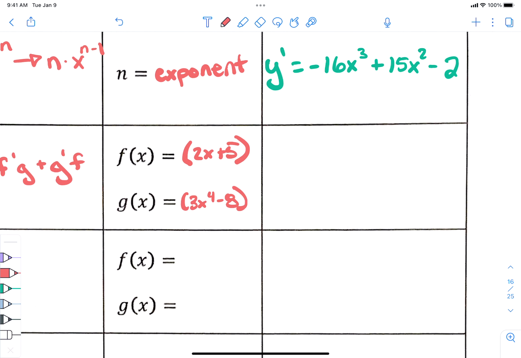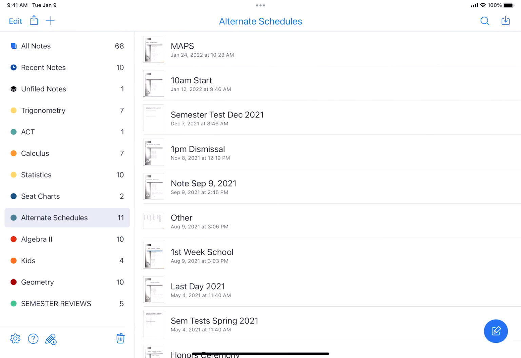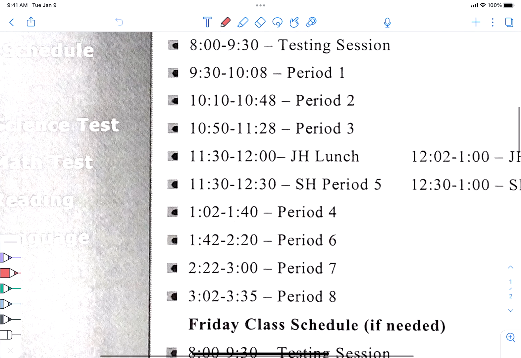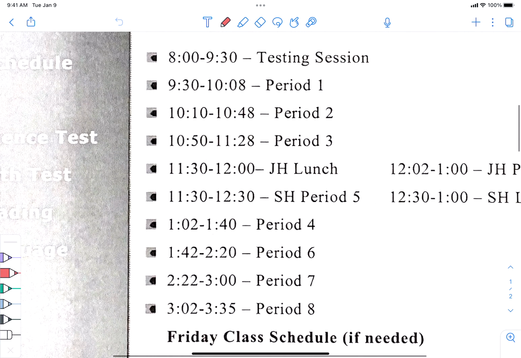Egbert's 8th hour class, you are to report to the library. This is Egbert's 8th hour. Report to the library. Maps testing, 7th period, 3 o'clock.